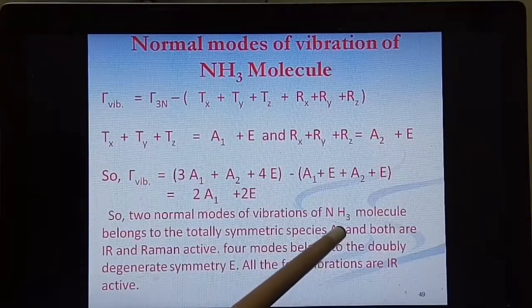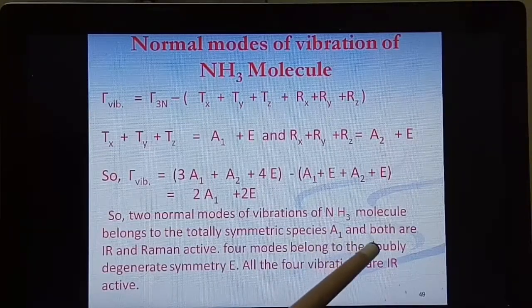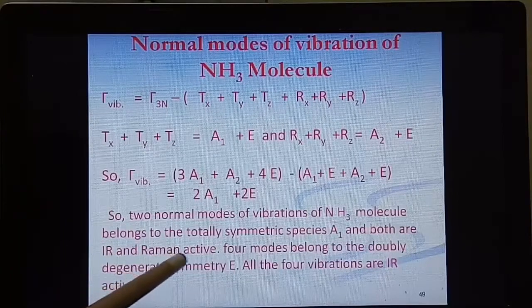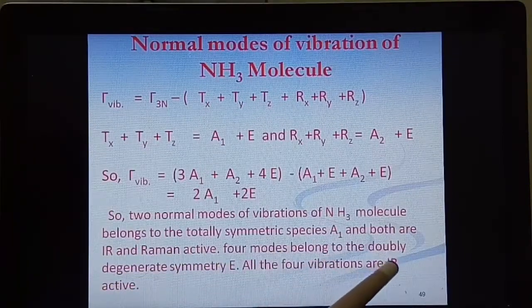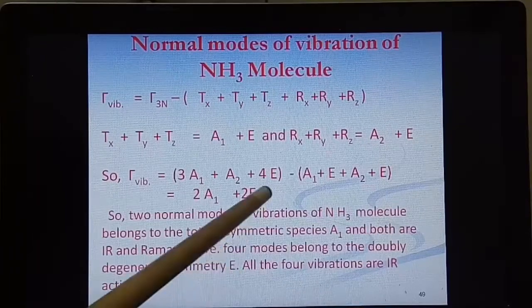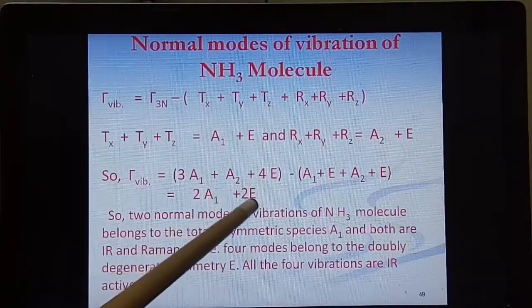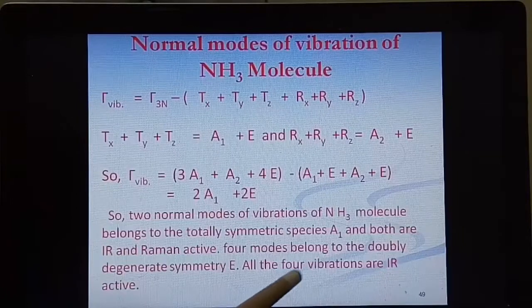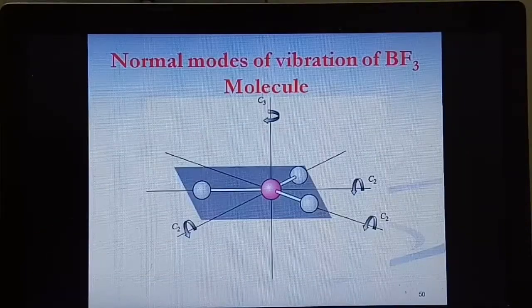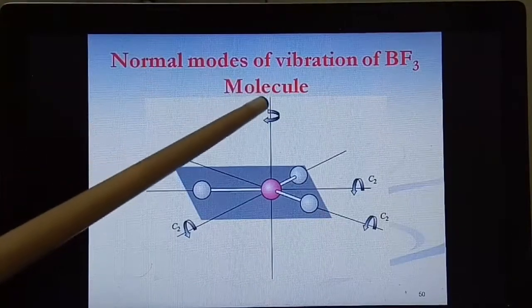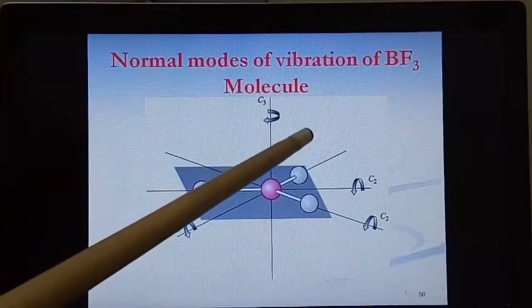So two normal modes of vibration of the ammonia molecule belong to the totally symmetric species A1, which is symmetrical to all operations, and both are IR and Raman active. There are 4 modes belonging to the doubly degenerate symmetry E. These are the 4 doubly degenerate modes. All the 4 vibrations are IR active.